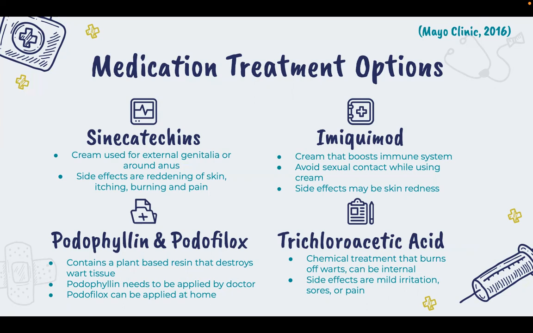The next medication is also a cream. This cream helps to boost your immune system to fight off infection. This may cause redness as well. Third is a plant-based resin that destroys the wart tissue. There are two versions of this cream. One needs to be applied by a physician, and one can be applied by yourself at home.